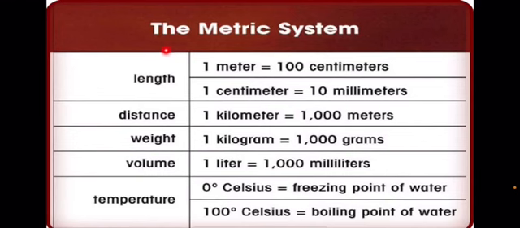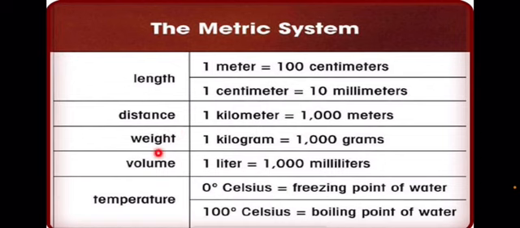So in short, let's learn about the metric system. For lengths, we use meters and centimeters. 1 meter is equal to 100 centimeters and 1 centimeter is equal to 10 millimeters. For distance, we use only kilometers. 1 kilometer is equal to 1000 meters.